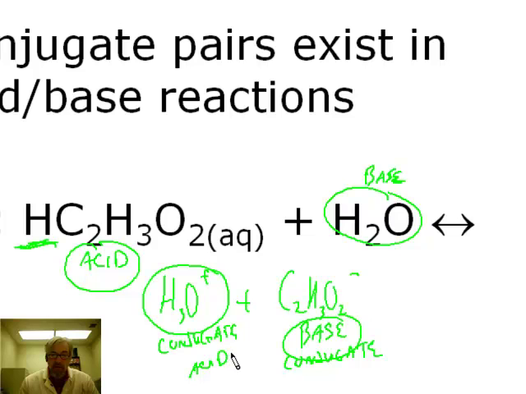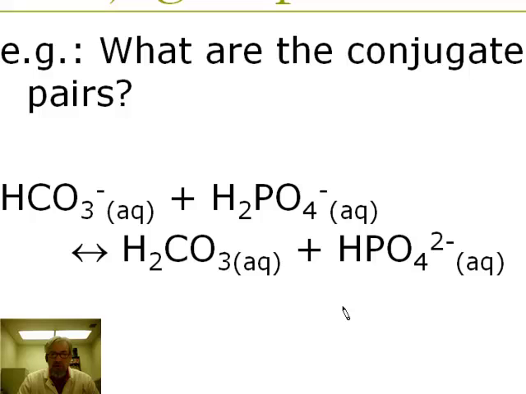So in every acid-base neutralization reaction, there's an acid and a base, and then there's a conjugate acid and a conjugate base. We can tell them apart this way. The conjugate acid has one more proton than the conjugate base, and of course the conjugate base has one less proton, and that also affects their charge. Let's look at some examples. Can you identify the conjugate pairs here?